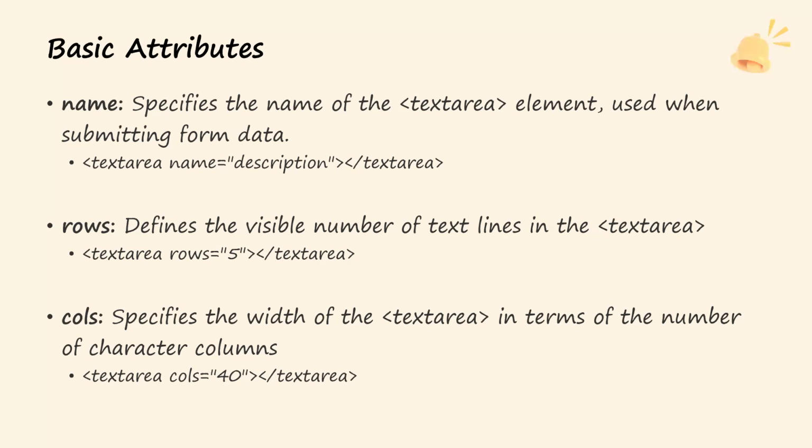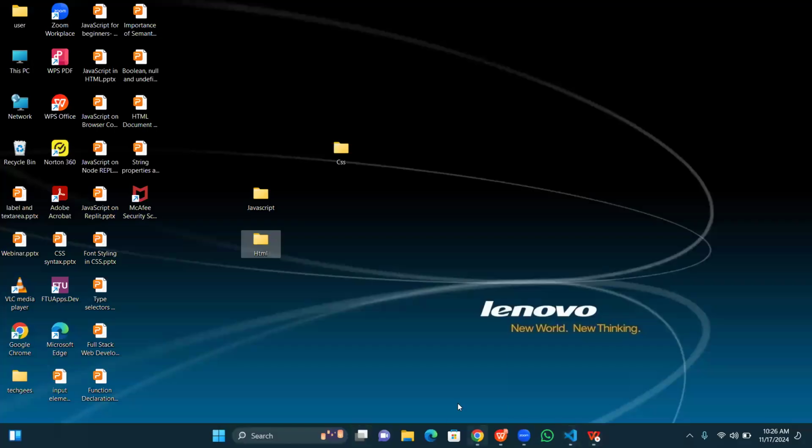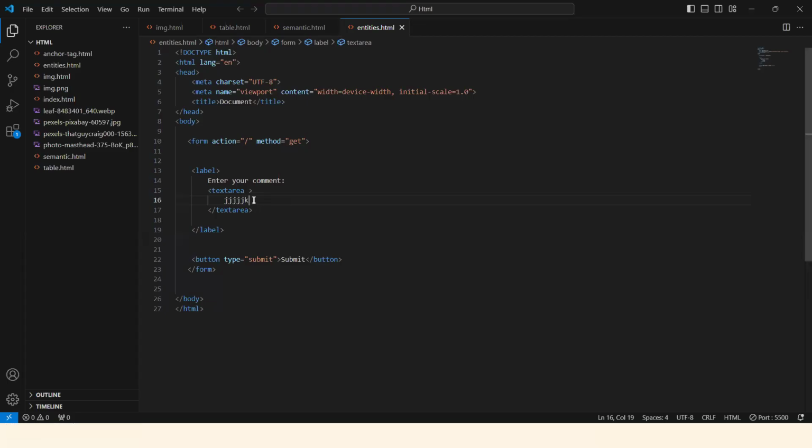We also have another one called rows. The rows attribute defines the number of lines in the textarea. So if I go back now and take this out, I'll give the name as comment. Then I will give rows. How many rows do I want? Let's say I just want 5 rows. So this is going to determine the length.